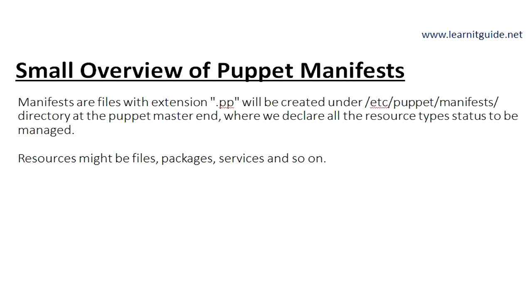So if you want to change something related to package resources, like remove a package, then we have to define the syntax to remove the package in this manifest file. According to this manifest file, all the Puppet agent nodes will react, and we'll see how to write that syntax in detail.